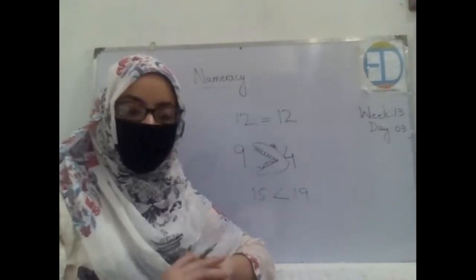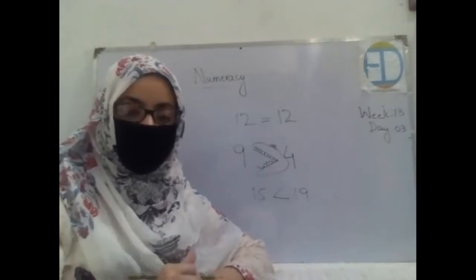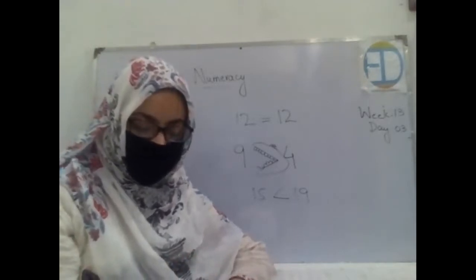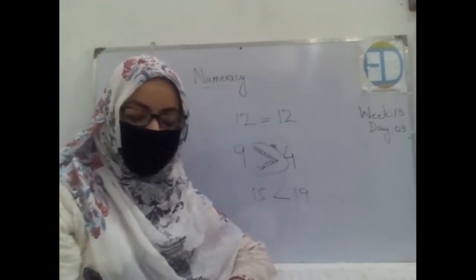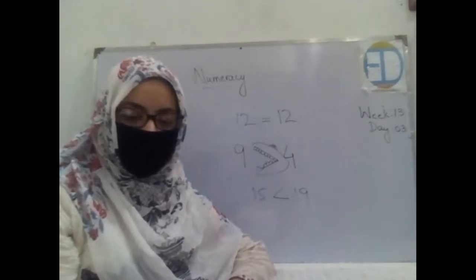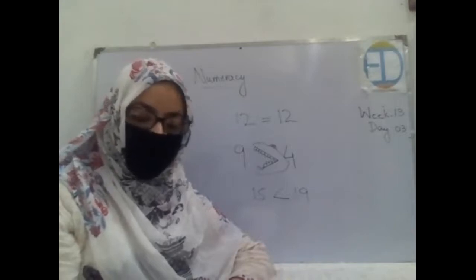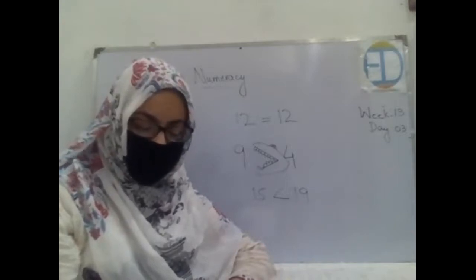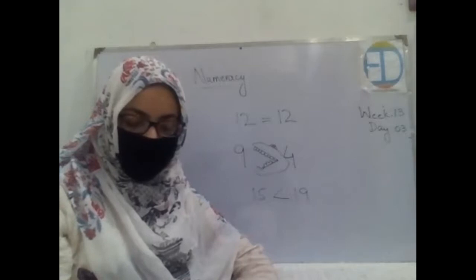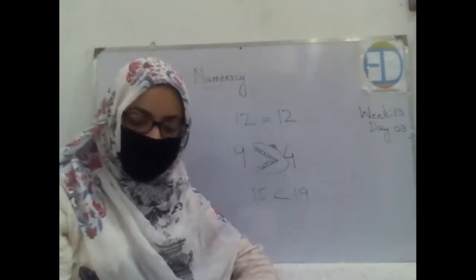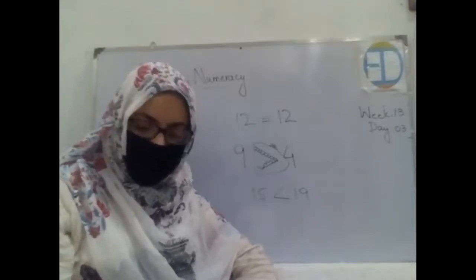Very well done. Look at the next one. 6 cross 3, 18. 5 cross 5, 25. Which one is bigger? 25. Very well done. Okay, 2 cross 7, 14. Excellent. 5 cross 3, 15. Which one is highest? 15. Very well done.